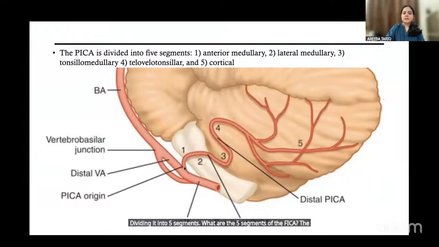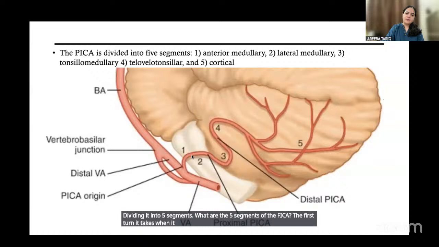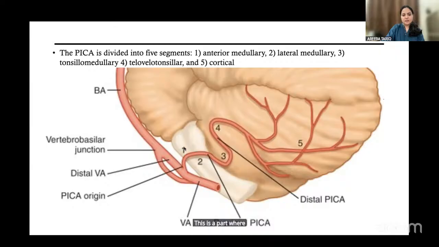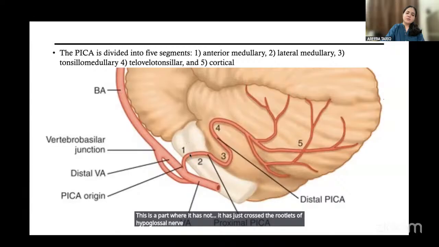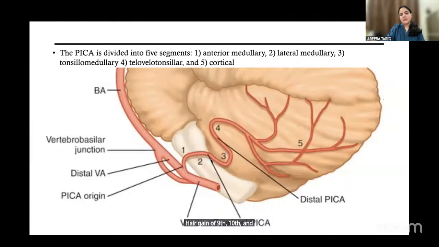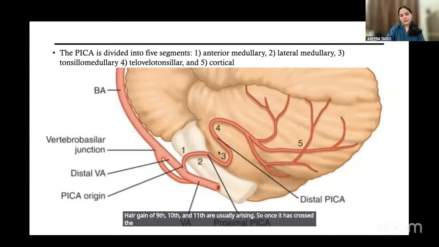The first turn it takes when it moves in front of the medulla oblongata is known as anterior medullary. This is a part where it has just crossed the rootlets of the hypoglossal nerve. Once it crosses the rootlets of the hypoglossal nerve, it becomes the lateral medullary, because that's a part which is usually lying on the lateral side of the medulla oblongata. Here, cranial nerves 9th, 10th, and 11th are usually arising.